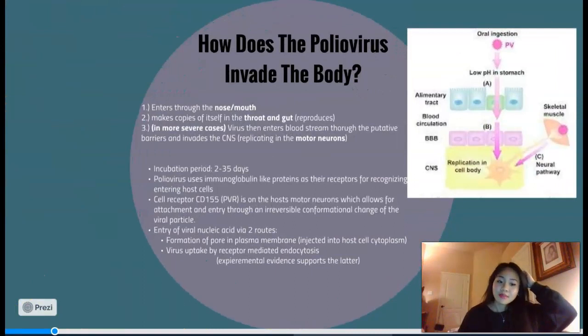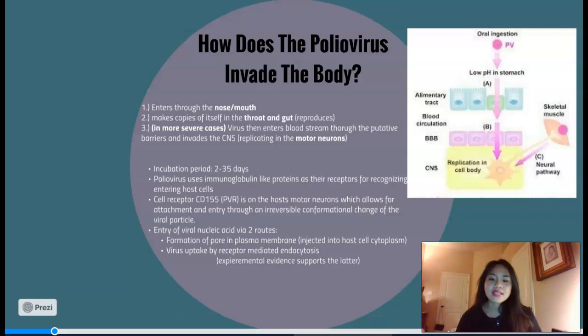So how does the poliovirus invade the body? The poliovirus enters via the nose or the mouth, and then it reproduces and replicates in the throat and the gut. In more severe cases, which is not as common, the virus can enter via the bloodstream, in which it invades the central nervous system and damages the motor neurons. The incubation period is around 2 to 35 days. The cell receptor CD155 is on the host motor neurons, which allows for the attachment and entry through an irreversible conformational change of the viral particle.